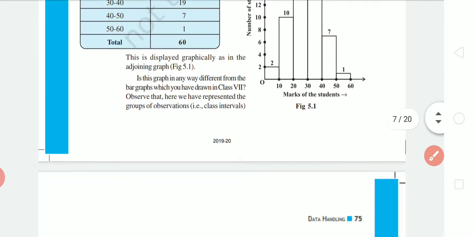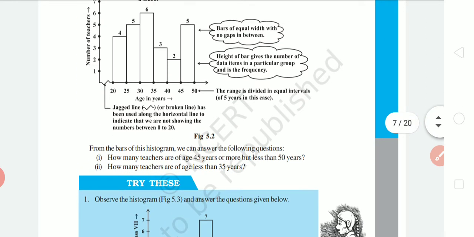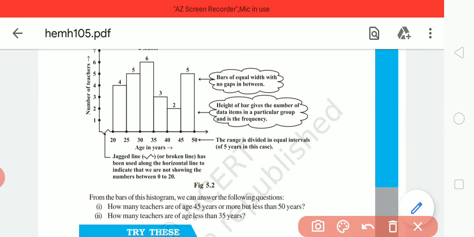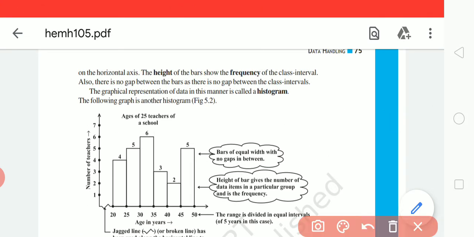Now these are examples. Histogram. This is your histogram, students. This is a new thing for you. And how is the histogram drawn?